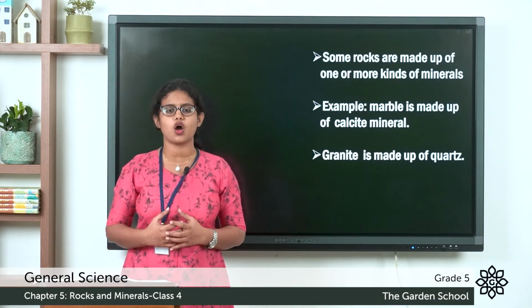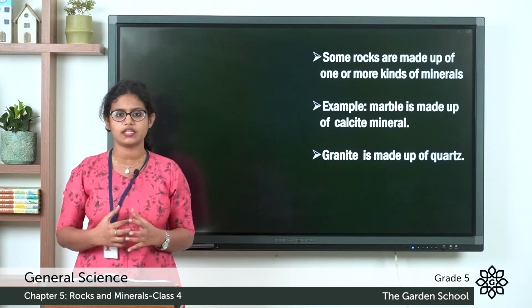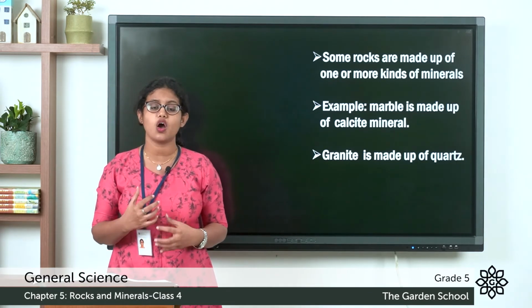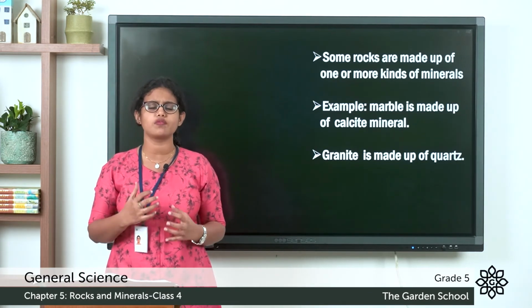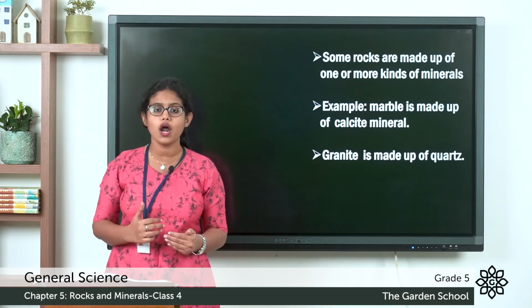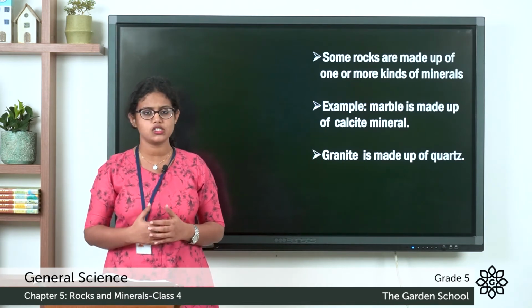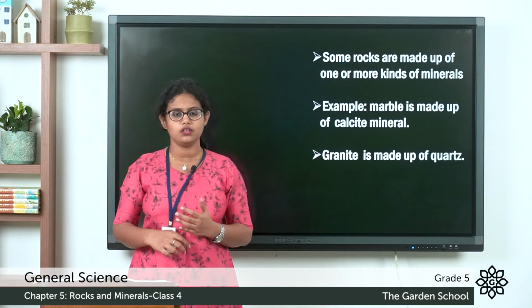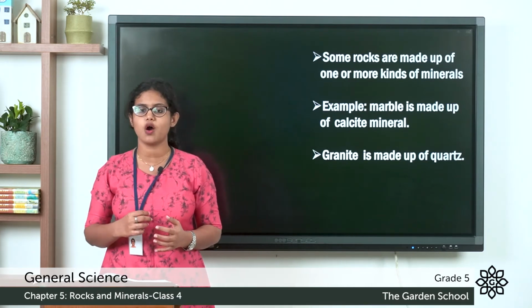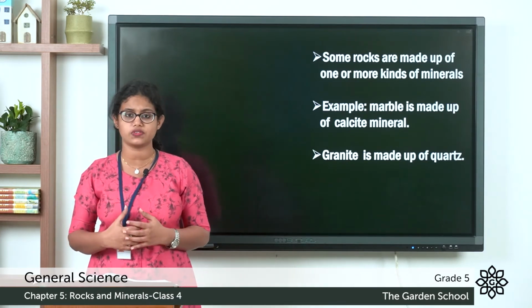Rocks are composed of minerals. So we learned that rocks are composed of minerals. So most of the rocks are composed of one or more minerals. So for example, marble. You know marble is a metamorphic rock. And how is marble formed?